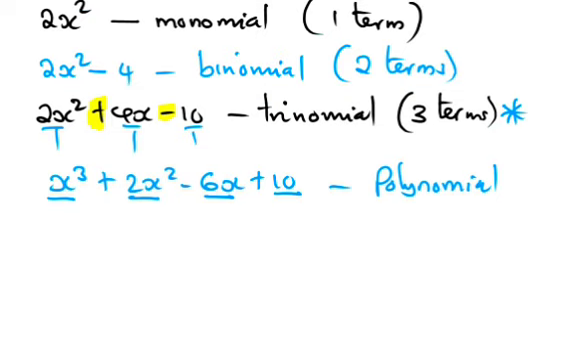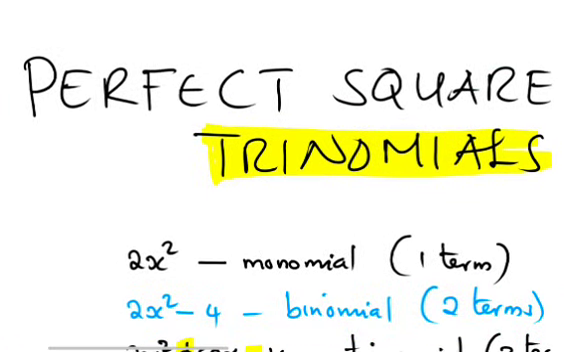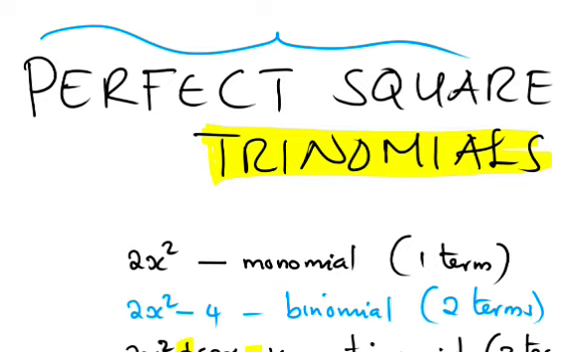Polynomial is so much about the number of terms. Most of the time, it depends on the number of terms. Now let's define perfect square trinomials.